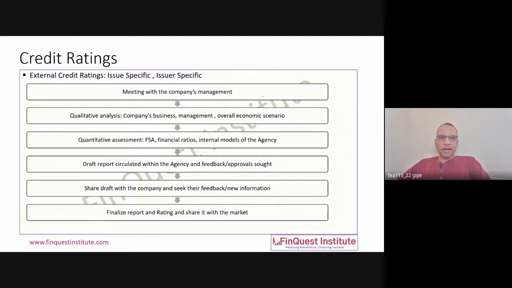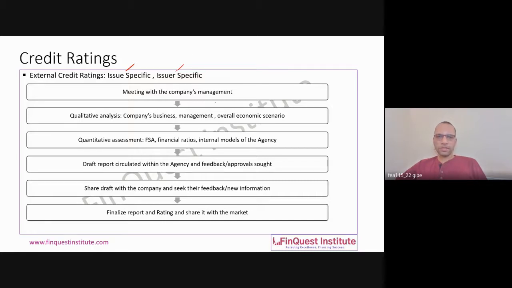Now, generally giving you an idea as to how external credit ratings happen. So there are two ways in which ratings are done. One is external credit rating. So this is something which rating agencies do for us. It can either be issue specific or issuer specific. When it's issue specific, that means the rating agencies are specifically focusing on a certain bond. Whereas if it is issuer specific, that means they are focusing on a certain entity, maybe a certain company.